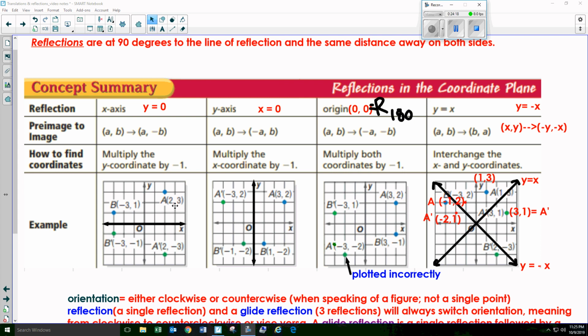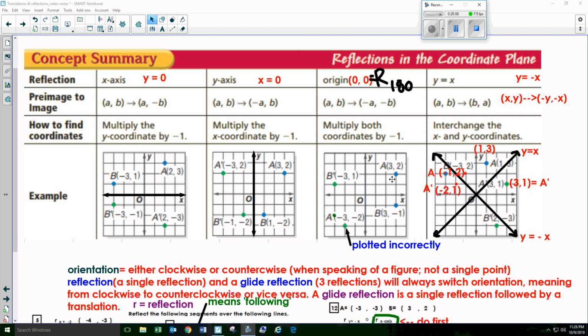To me, it's just easiest to count like that. But if you want to memorize these rules along here, the first 2 should be easiest counting-wise. I'd recommend possibly memorizing these last 3 rules right here. It's going to save you a lot of time. These first 2 are very simple just to count. So if I reflect over the y-axis, it's just horizontal, that's going to be 90 degrees. I just count the distance: 1, 2, 3. So I go back 1, 2, 3. It's 90 degrees to it and the same distance away, A to A prime. Very simple. Okay, the origin now.